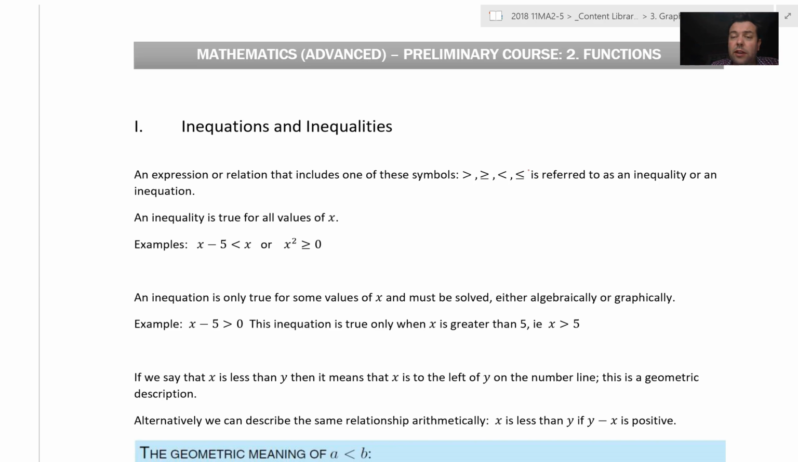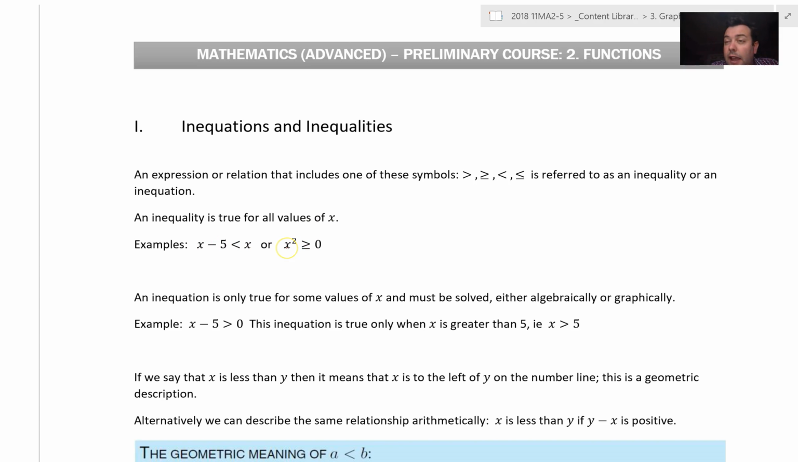It's an inequality because we're not just saying that they're equal, perhaps. An inequality is a statement that is true for all values of x that are put in there. If I say that x minus 5 is less than x, if I start with some number and I take 5 away from it, I'm going to be 5 units smaller than I was to begin with. So that will always be less than x.